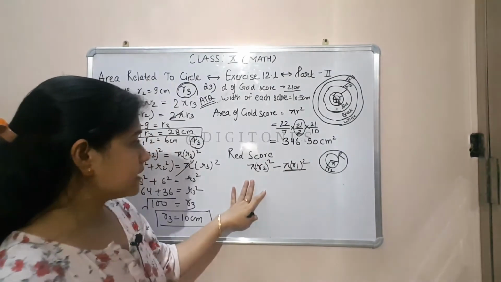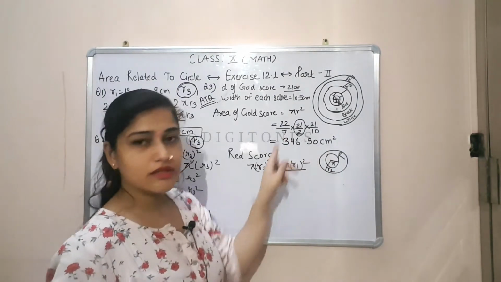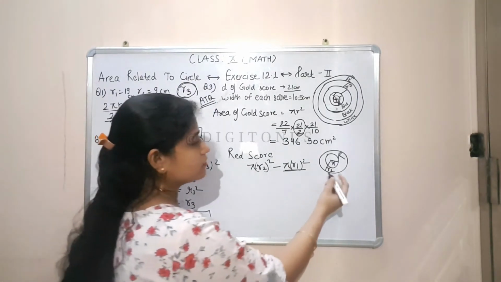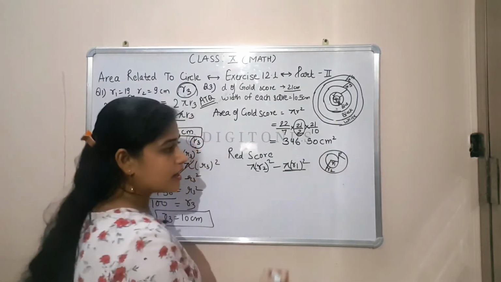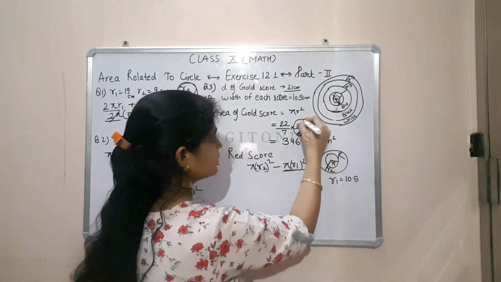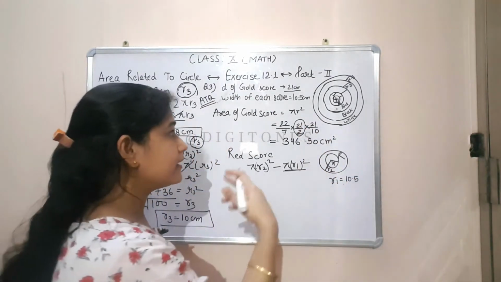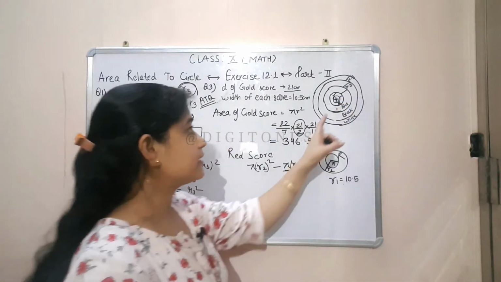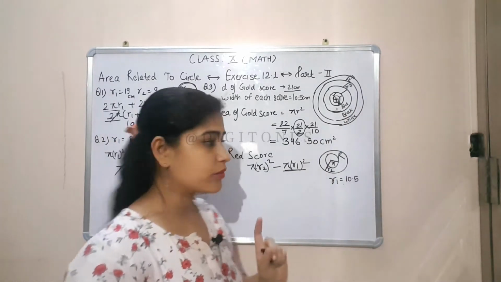Okay, the main thing is we have to find the area of the outer circle to find the area of the red score. So how to find it? First find out R2. R1 is 10.5, means 21 upon 2, and again in the question it is written that the width of each score is 10.5.